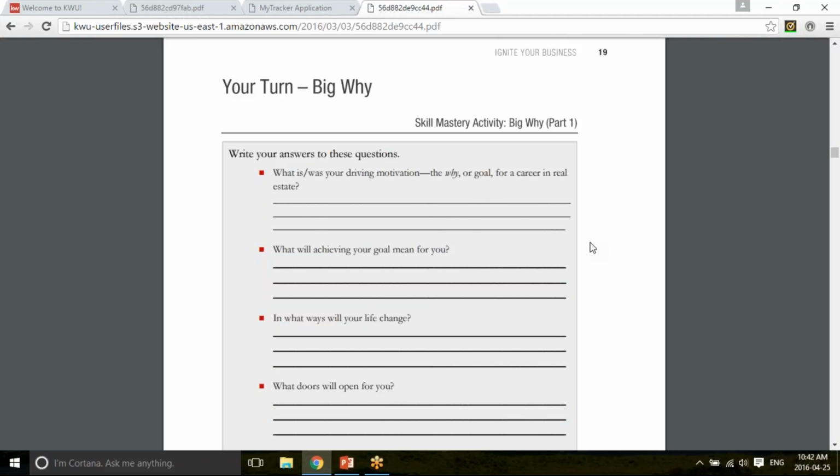So if you could answer the first one, what is your driving motivation? My driving motivation was changing from feeling like I was working a job to going to a career, so I felt I had a little bit more control over my own destiny. That's awesome. Anybody else would like to share their driving motivation? Shelley?